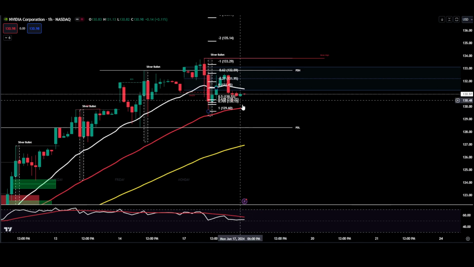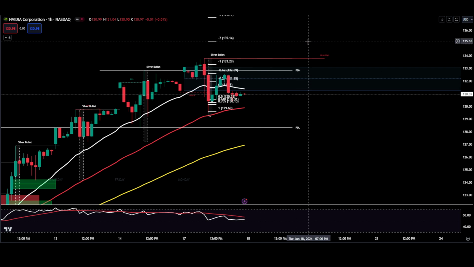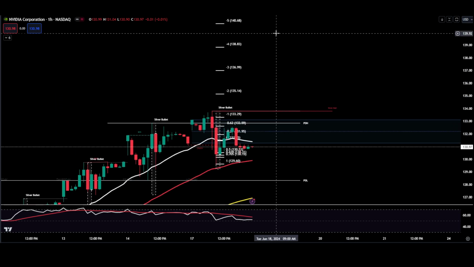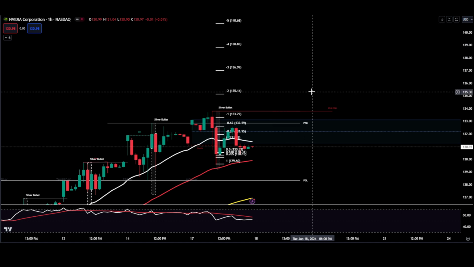So definitely want to see Nvidia push back over this 20 period and start to rally up towards that high gamma level of 140.68, or where the gamma reading comes in at 140 contracts. So that's what I got for you guys today.